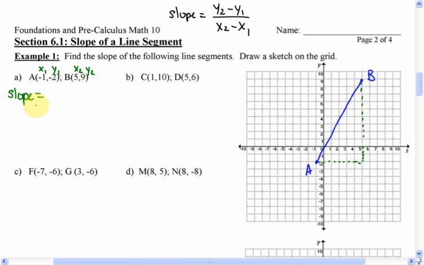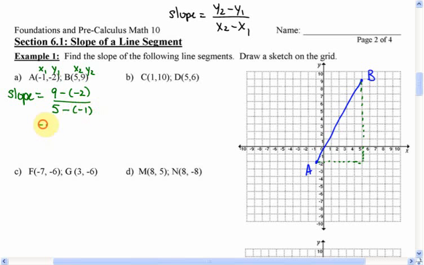Help me out somebody. What's y2 in this example? Call the number. 9, good. What's y1? Okay, so -2. So 9 take away -2. How about the x? x2. 5. What's x1? -1.